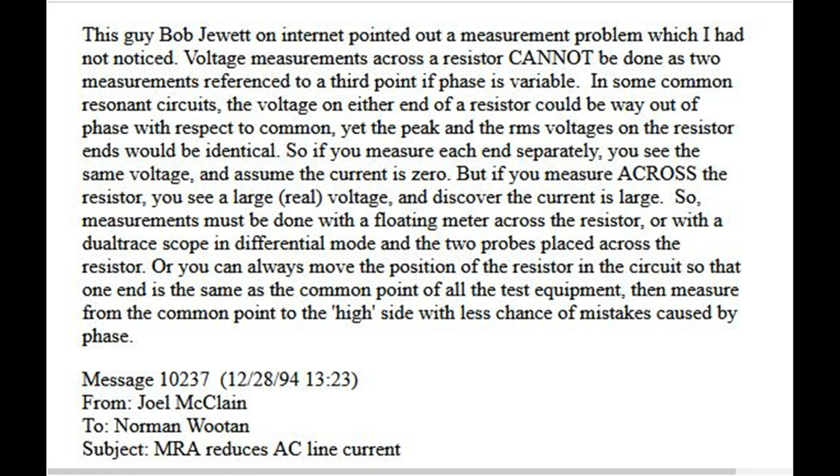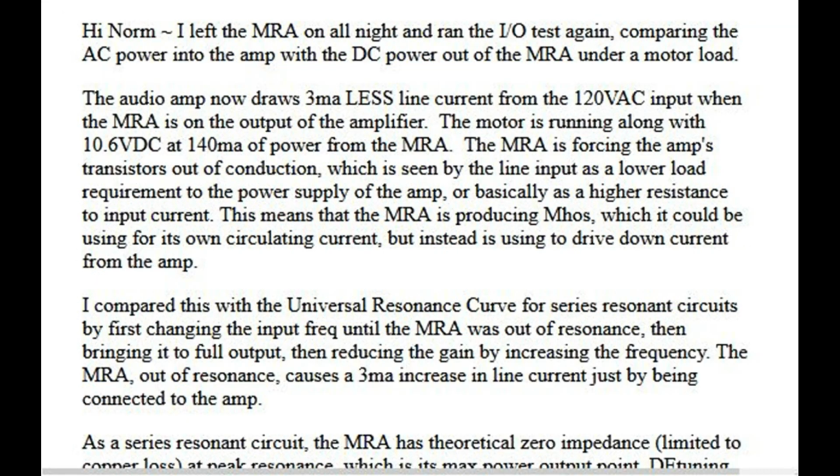Message 10237, December 28, 94, 1323. From Joel McLean, to Norman Wooten. Subject: MRA reduces AC line current. Hi Norm. I left the MRA on all night and ran the I/O test again, comparing the AC power into the amp with the DC power out of the MRA under a motor load.